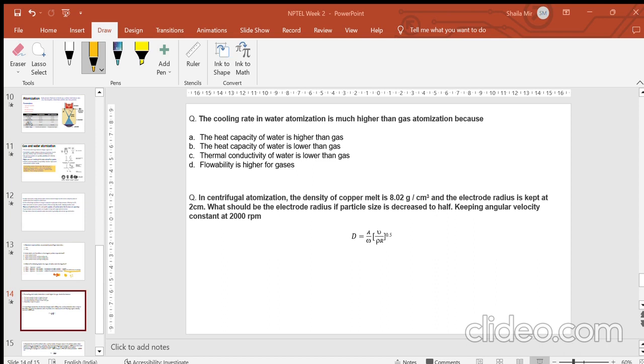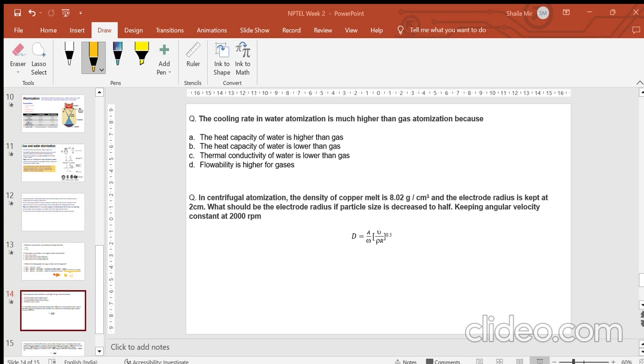We talked about how in water atomization, we have cooling rates which are very high, and because of that we have an irregular type of morphology. But now the question is why the cooling rates are high in water atomization as compared to gas. A, yeah, right. The heat capacity of water is much higher than the gas, and it results in large cooling rates. Because as the cooling rates are increased, it will result in the formation of irregular morphologies. So option A is right.